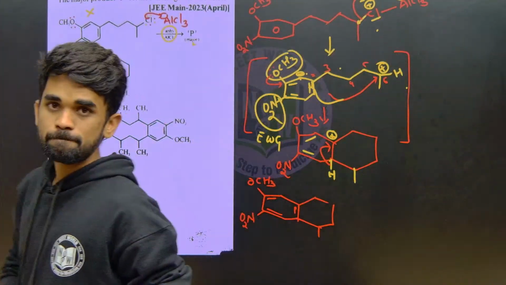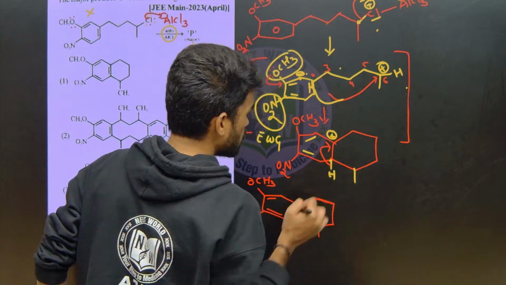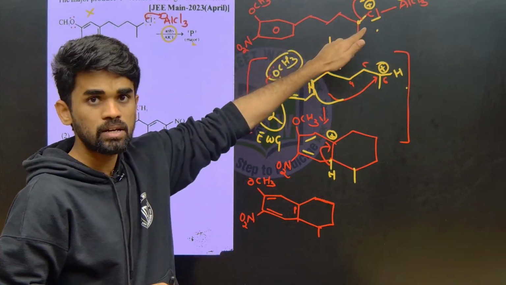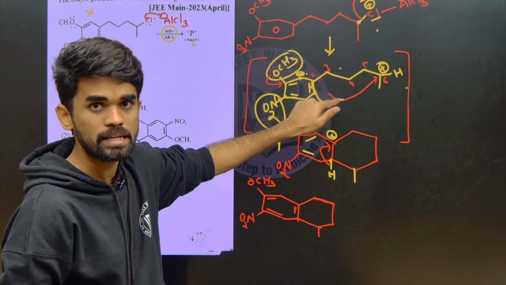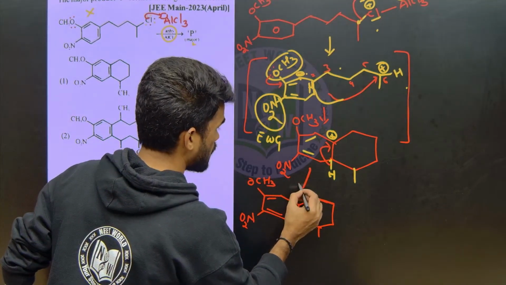Yeah, so one more thing, what is the mechanism involved in this? So what is the name of that mechanism? See, in the first step we have generated the electrophile, the next step is attack of the electrophile and formation of the sigma complex, and the third step is what? Deprotonation taking place here, right?